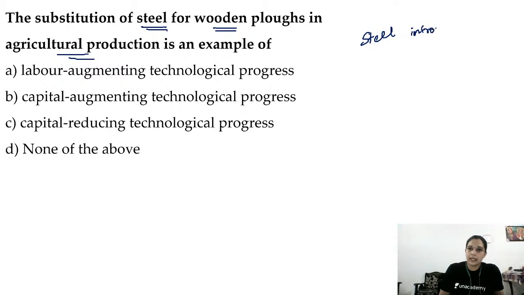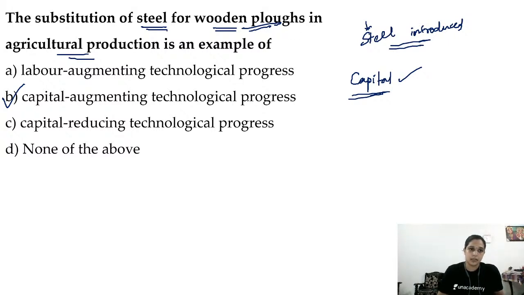When steel is introduced, it is more reliable than the wood because it is more efficient than the wood. Obviously steel is costlier than wood. So what you are doing is increasing your capital, augmenting your capital to increase the productivity. So it's a capital augmentation. Here the plow is a technological concept, so it comes under capital augmenting technological process.